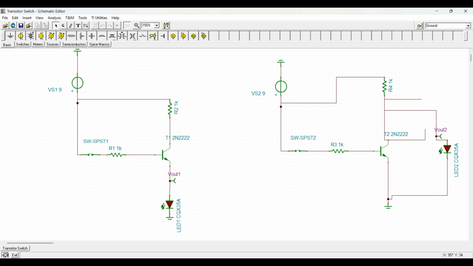Welcome to this channel. In this particular tutorial, we will simulate the basic transistor which is used in switching application. For this circuit simulation, we will be using the Texas Instruments TINA simulation tool.